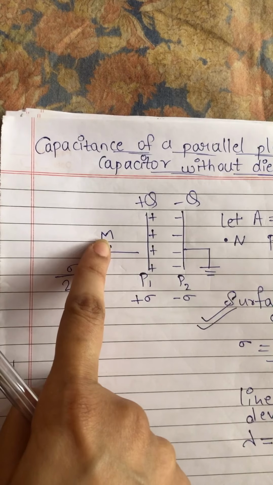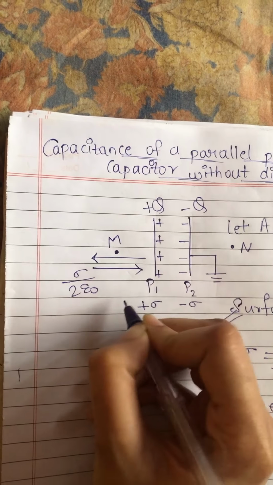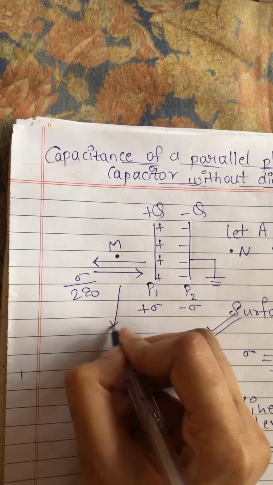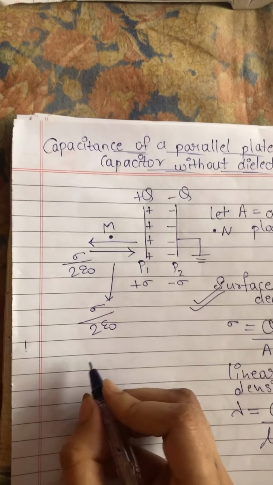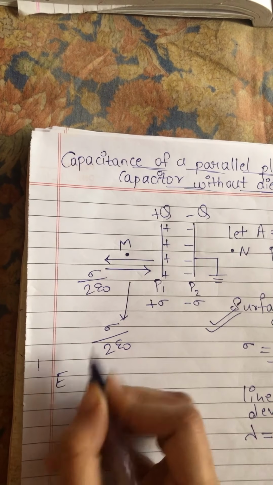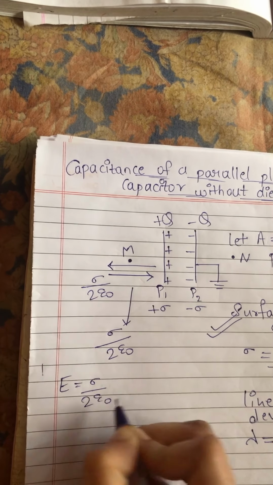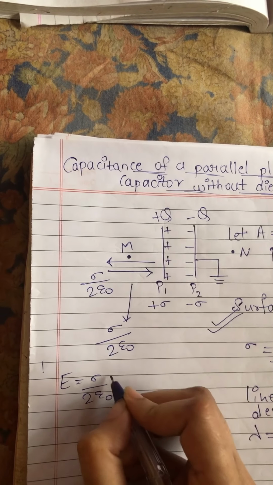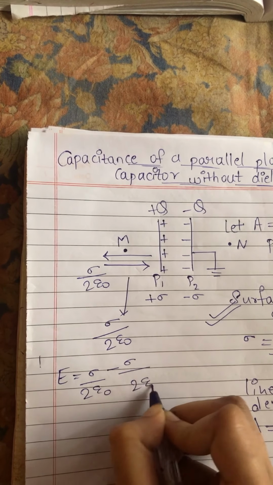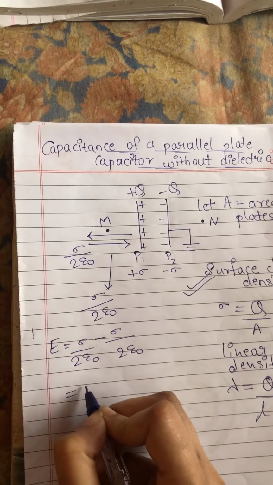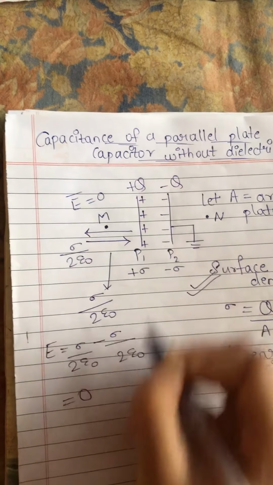What will be the electric field at this point due to this negative charged plate? It will be in this direction and that will also be sigma upon 2 epsilon naught. So what will be the net electric field at this point due to these two plates? It will be sigma upon 2 epsilon naught and the direction of both the electric fields is opposite, so it will be negative sigma upon 2 epsilon naught. That makes it 0. So the electric field at this point is 0.